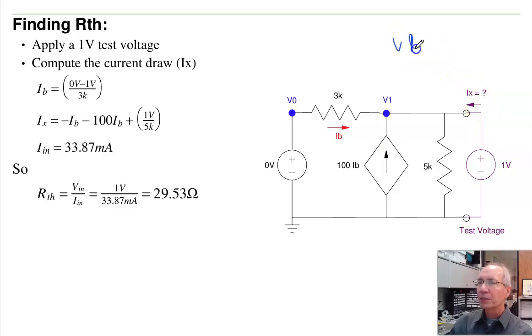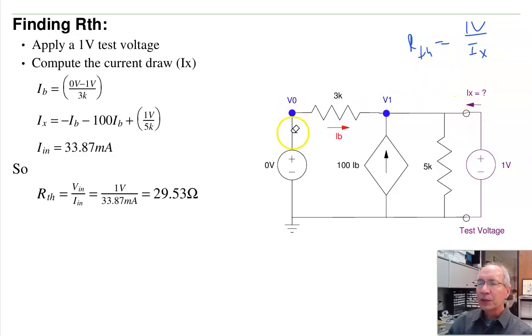Our R Thevenin is 1 volt over Ix. That's one way to find it. But here I only have to do one calculation rather than two, so maybe it's easier if that's all I want. So let's find Ix.